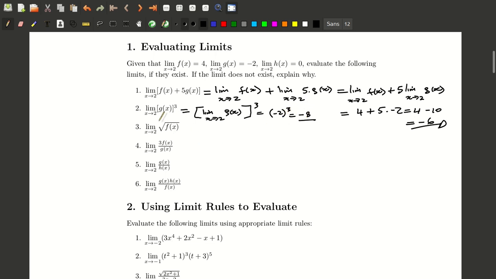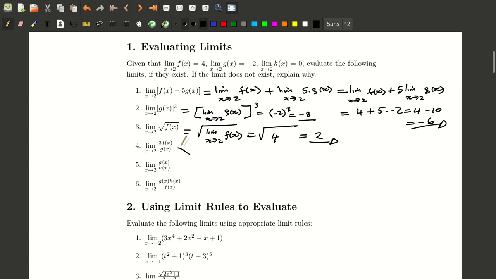And the same thing here, if I have a root, I can first take the limit and then take the root later. So this is going to be the root of the limit as x approaches 2 of f of x. And I know that the limit as x approaches 2 of f of x is 4, so I will have a 4 inside here. The square root of a number, as long as the square root can be taken, is always going to be a positive number, 2. So we're going to have a 2 here.